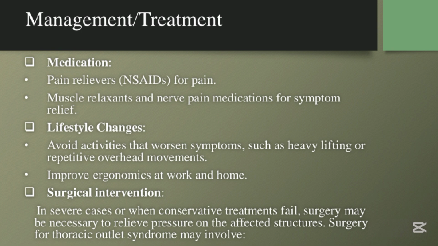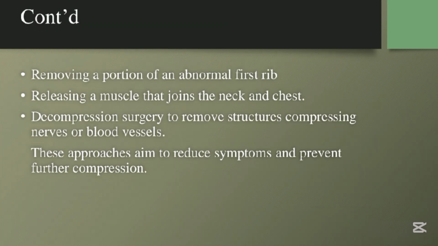The third one is surgical intervention. In severe cases, when conservative treatment fails, surgery may be necessary to relieve pressure on affected structures. Surgery for thoracic outlet syndrome may involve the following: removing a portion of an abnormal first rib, releasing a muscle that joins the neck and chest, or decompression surgery to remove the structure compressing nerves or blood vessels. These approaches aim to reduce symptoms and prevent further compression.